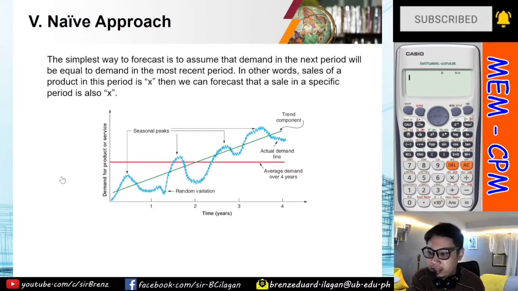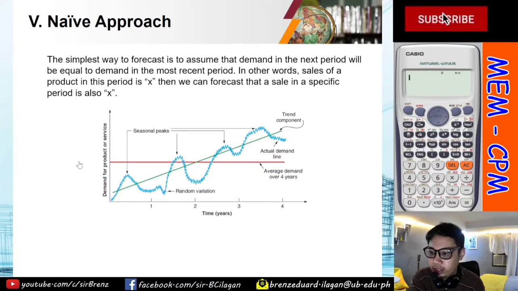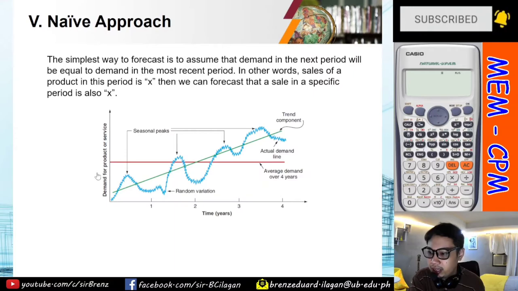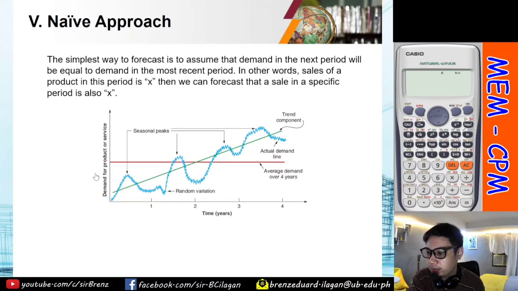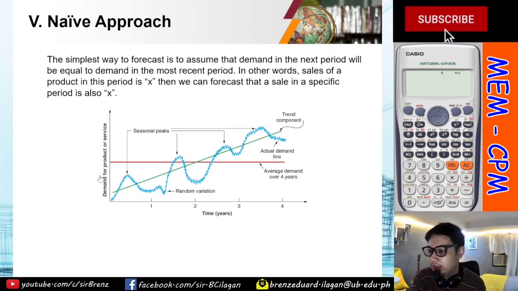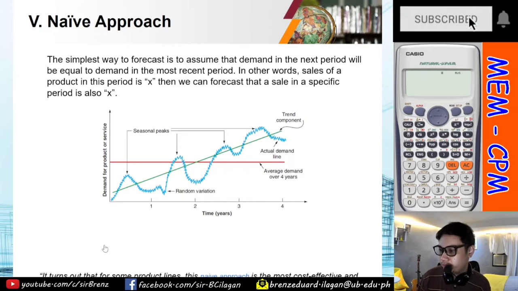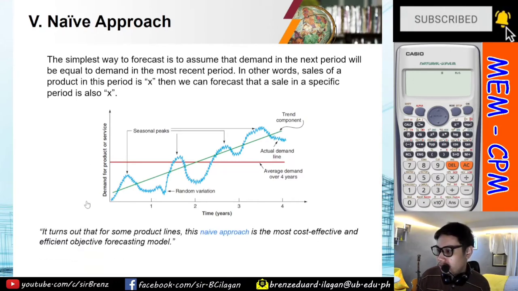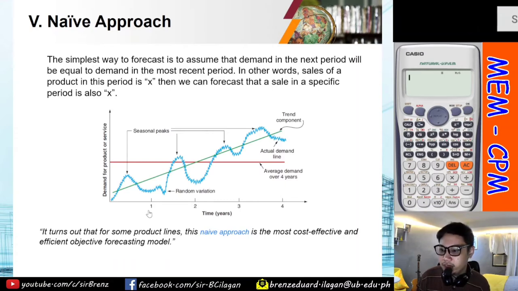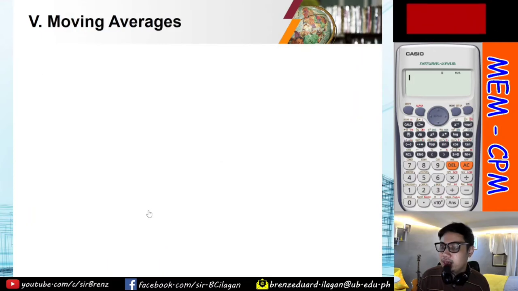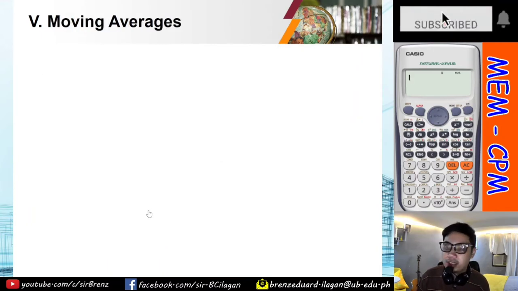So the actual demand line, ito siya ang naka-zigzag na line. And this high point, these are what we call the seasonal peaks. And the random variation, ito yung lowest point natin after mo magkaroon ng seasonal peak. Okay, so ayun nga, it turns out that for some product line, this naive approach is the most cost-effective and efficient objective for forecasting model. So next, ito na, yung moving averages.